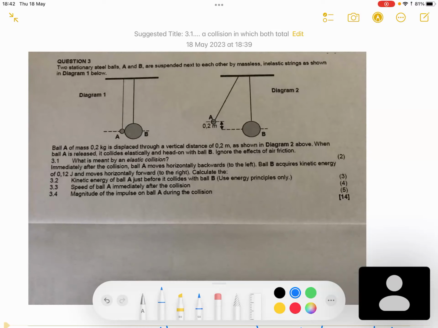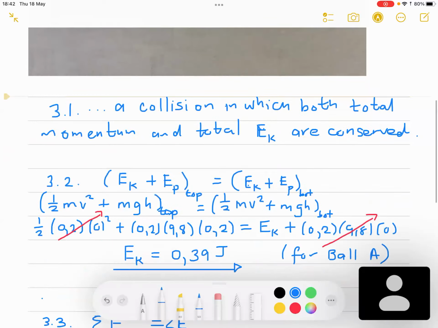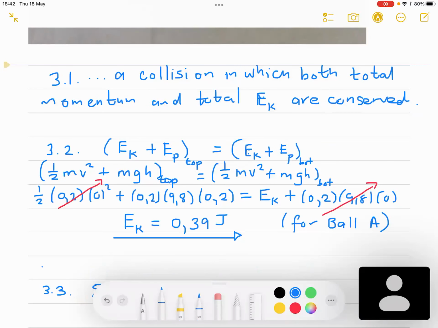Okay, and then the question they asked us was, what is the kinetic energy of ball A just before it collides with ball B? And it said use energy principles only. Because they told us to use energy principles only, that is the only method that we must use. Any other equation, even the work energy theorem, is not allowed; you can only use the energy equations. So to find the kinetic energy of ball A, we used this equation, conservation of mechanical energy, and we found the kinetic energy of ball A just before the collision.